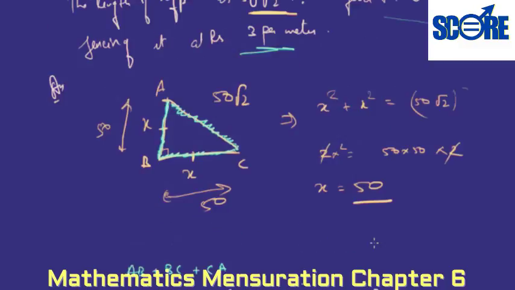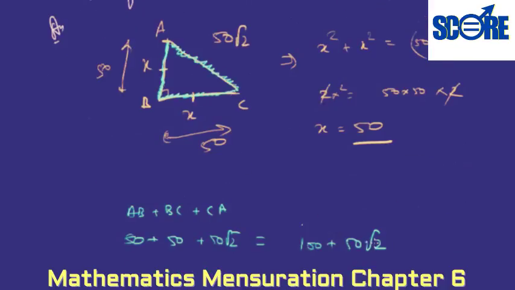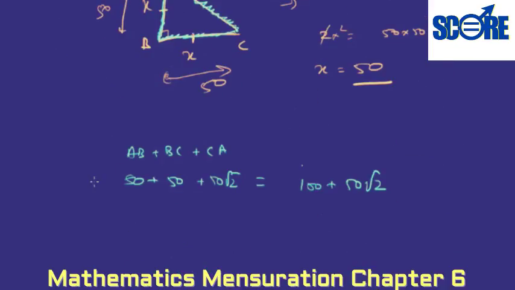Now the cost is rupees 3 per meter, therefore 3 into 100 plus 50 root 2. Let's calculate this. Approximately it comes out to 511.5 rupees. That's the problem. Thank you very much.